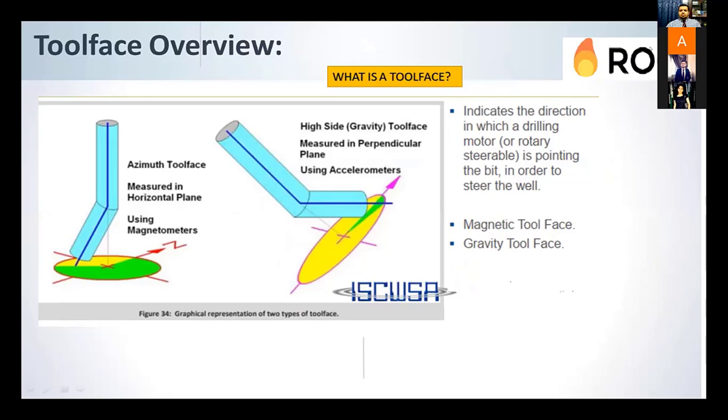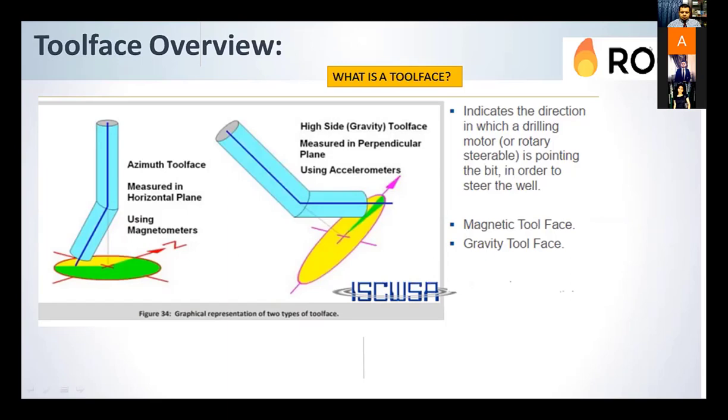So I will talk first about the two types of tool faces. We usually have a combination of two tool faces, the gravity one and the magnetic tool face. One is working according to the horizontal plane, and the gravity one works to the perpendicular plane. The gravity tool face usually uses accelerometers, while the magnetic one uses magnetometers.